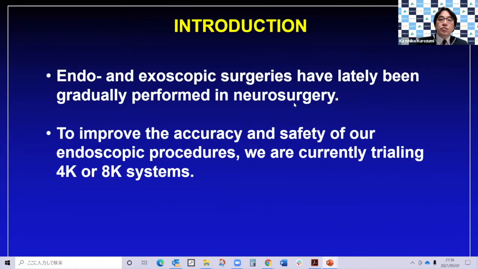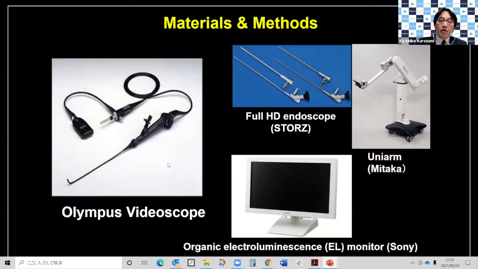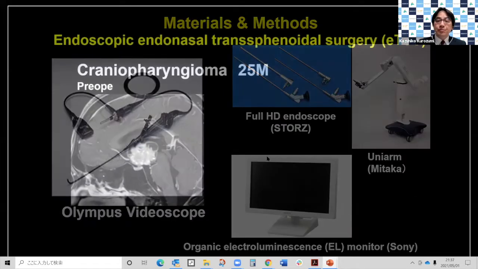Firstly, I want to show the neurosurgery, endoscopic and exoscopic surgeries, to improve the accuracy and safety of our endoscopic procedures. We are currently trialing 4K or 8K systems. These are the endoscopic video scope and endoscopes. This was a full HD system.